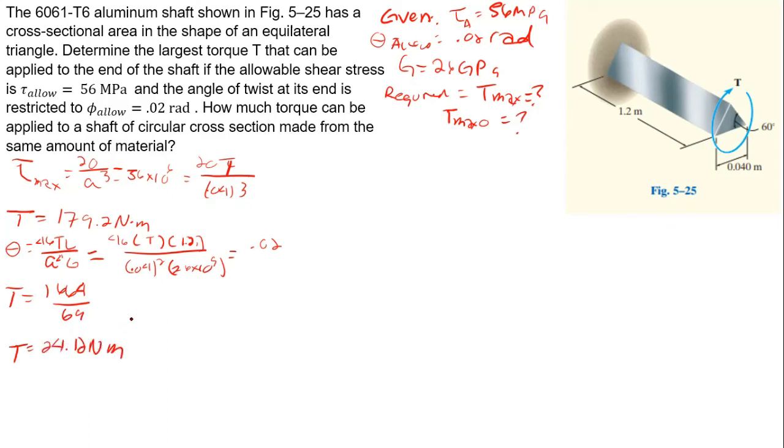So ano yung magiging sagot natin dito? So ito yung magiging sagot natin kasi nga diba is limited tayo sa angle of twist. So kapag itong 179 yung ginamit natin dito, hindi na natin masusunod yung condition natin with regards doon sa angle of twist. Unlike kung ito mas maliit na value, una, syempre hindi natin pwedeng i-exceed yung maximum shear stress. So mas maliit ba itong 24.12 dito sa 179? Yes, mas maliit siya. So ito yung magiging sagot natin.